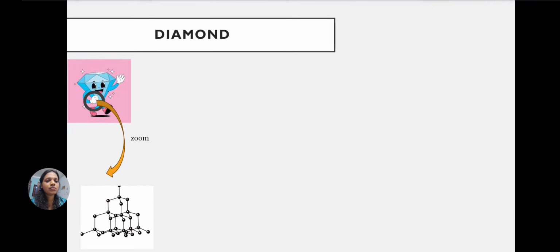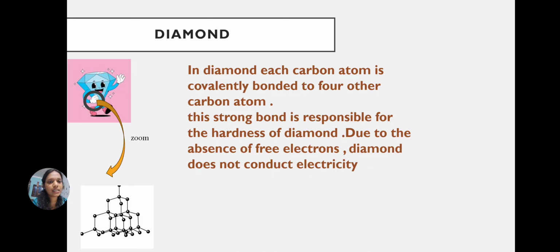What is the structure of diamond? In diamond, each carbon atom is covalently bonded to 4 other carbon atoms. This strong bonding is responsible for the hardness of diamond. Due to the absence of free electrons, diamond does not conduct electricity. In this structure, we clearly see that there are no free electrons. All the carbon atoms are bonded to 4 other carbon atoms. So, we conclude that diamond does not conduct electricity.